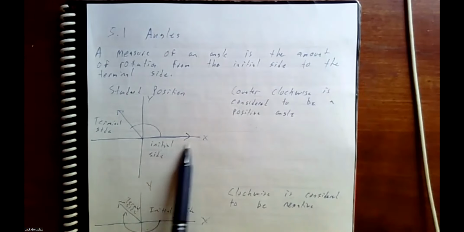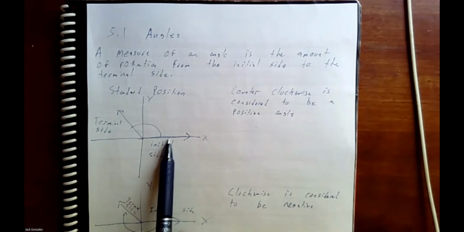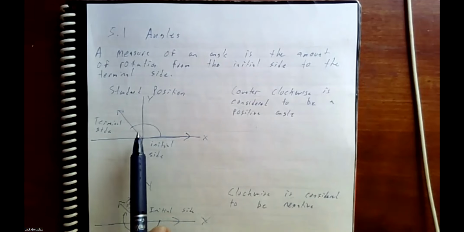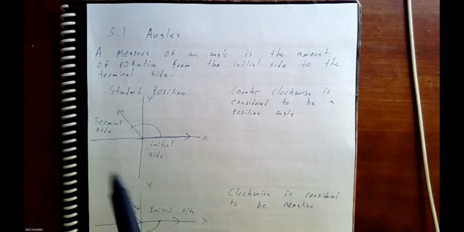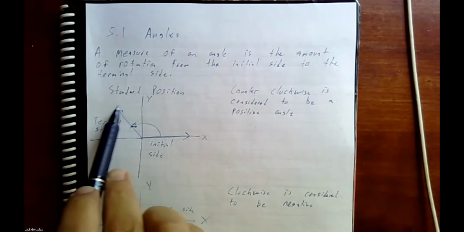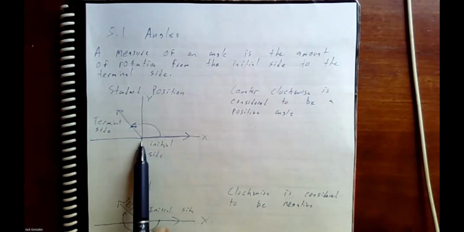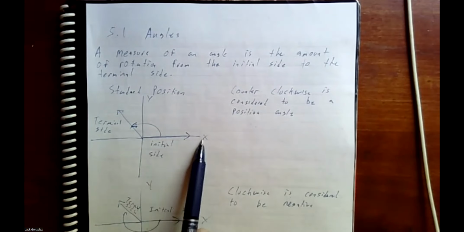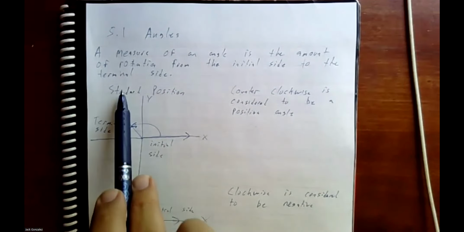So if we start here, this initial side, and then we move to the terminal side, going counterclockwise, that's considered to be a positive angle. If you start at the positive x-axis and go in this direction, that's considered to be standard position. Now if we start there and go the opposite way, clockwise, this would be considered a negative angle.